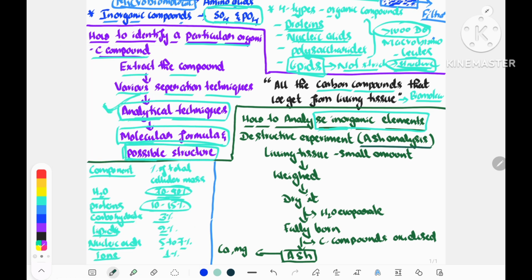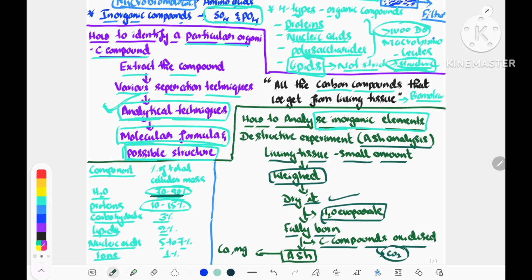The destructive method is called ash analysis, where a small amount of the living tissue is taken and weighed. After weighing, it has to be completely dried. Drying is important because a living tissue contains a large amount of water, so water has to be evaporated. For that, drying is essential. After drying, the tissue gets a dry weight, and that dry weight has to be fully burned. After burning, the carbon-containing compounds are oxidized and evaporated in the form of carbon dioxide. Whatever remains is called the ash, and ash contains elements like calcium and magnesium. So this gives us the entire chemical composition of a living tissue.